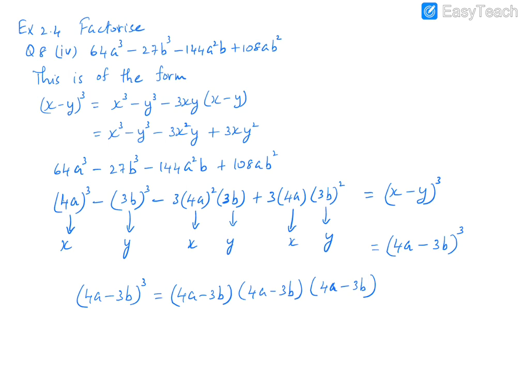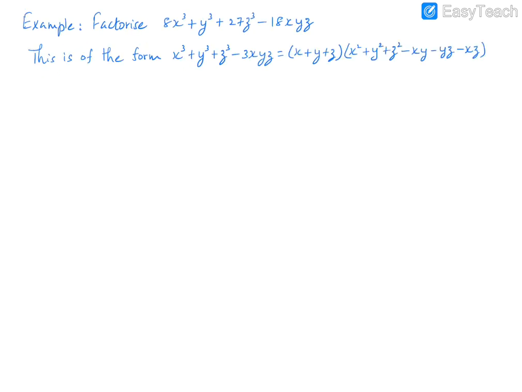So far we have done examples using the identities up to identity number 7. Okay, so there's just one more identity left, which is identity number 8. And the next problem that we are going to do is going to use the identity number 8. Okay, so the example problem is to factorize this expression 8x cubed plus y cubed plus 27z cubed minus 18xyz.